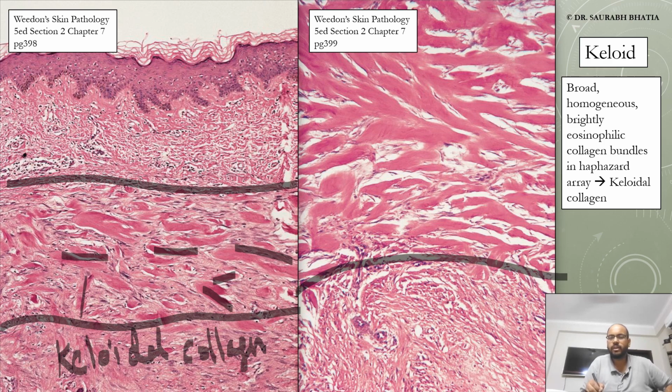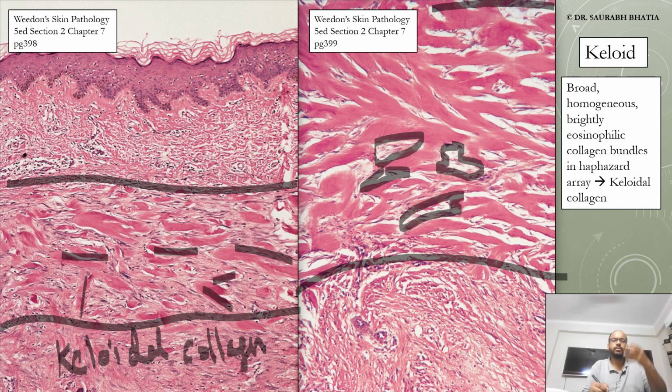And if you zoom in to higher magnification, you can see these broad collagen bundles which are very eosinophilic. Okay. And look at the empty spaces in between. These are nothing but spaces where glycosaminoglycans or mucin were there, and during routine processing they are washed away, leaving behind these empty spaces in between. Okay, let's move forward.